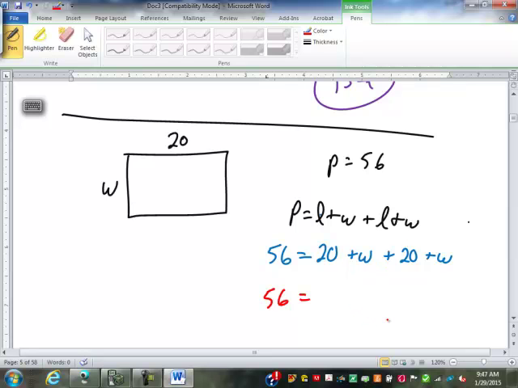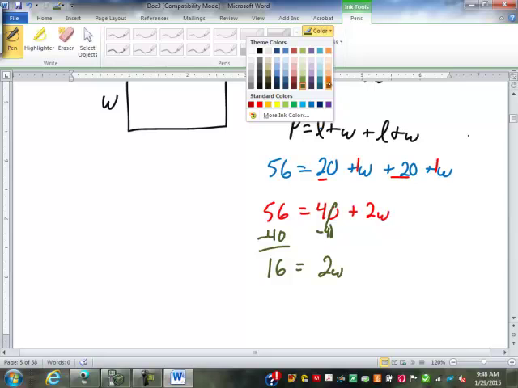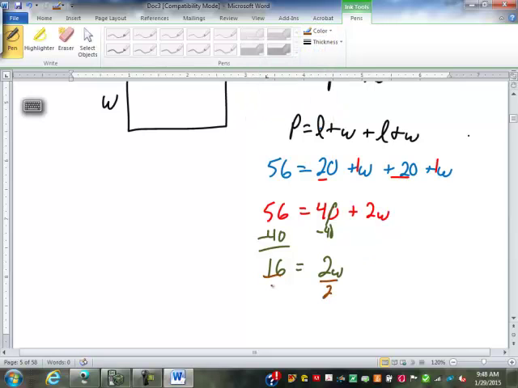So the 56 won't change. 20 and 20 makes 40. Think of this as 1W and 1W. That makes 2W. And then we can solve the equation. Subtract 40. So 16 equals 2W. Divide by 2. W equals 8.